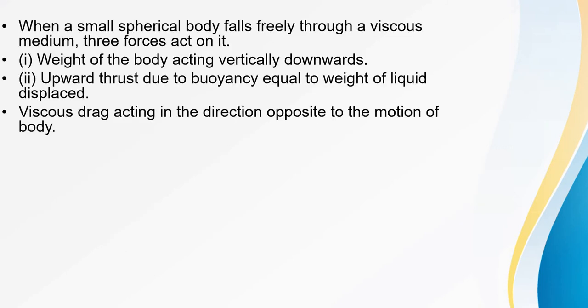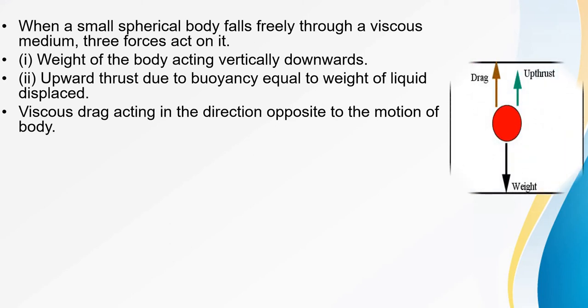So when a small spherical body falls freely through a viscous medium, 3 forces act on it. Which are the 3 forces? Here you can see the diagram. So weight of the object is acting vertically downwards, and viscous drag or that viscous force is there which is acting vertically upwards. Then upthrust is there, that is also acting vertically upwards. No.